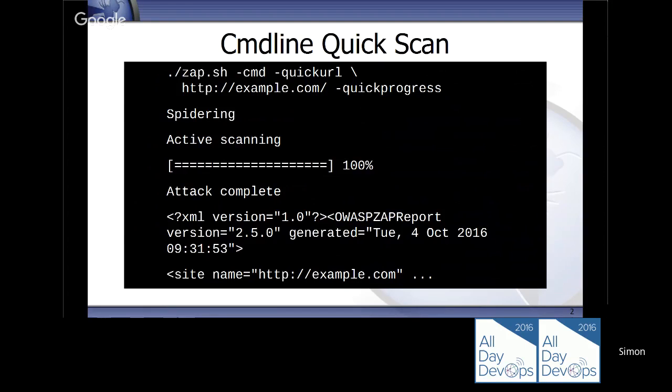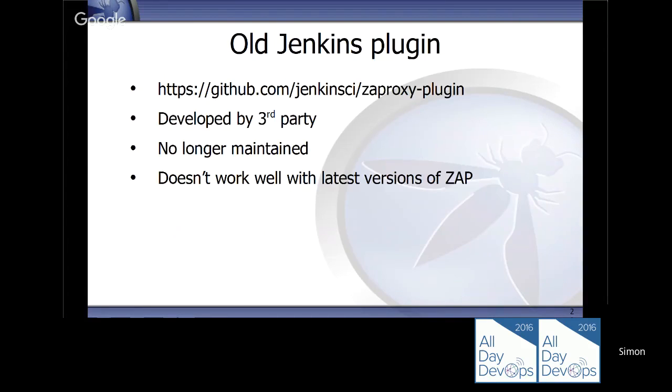You can run ZAP from the command line using the -cmd option. It will do a spider, not time limited by default, and will run the active scanner, and then by default it will output the results to stdout. You can change that to write to a file, whether it's HTML or XML, but it's not particularly configurable, so I'll pass on. That's an option, but maybe not the best one.